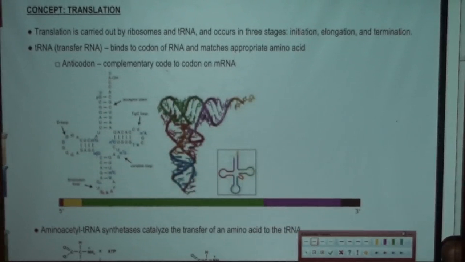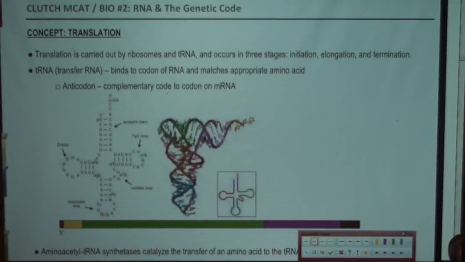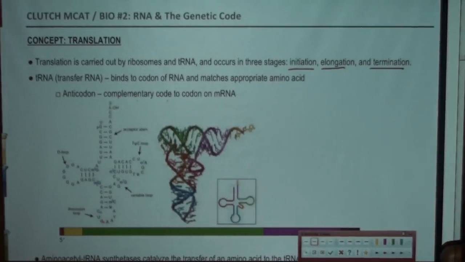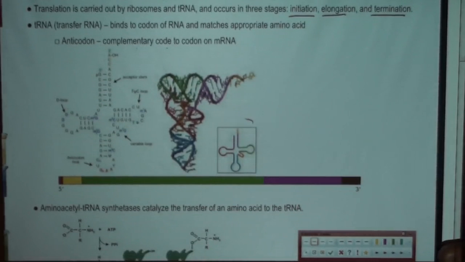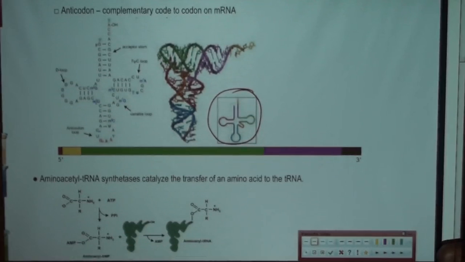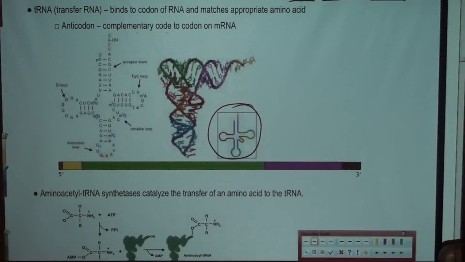So translation is just like transcription in the sense that we have 3 steps. Again, it's initiation, elongation, and termination. So remember, tRNA is just your transfer RNA. It brings in the anticodon with the amino acid. So tRNA looks something like this. Now, let's take a look here. If we take a look at this tRNA, here's the 3' end, here's the 5' end. So this is 3' and this is 5'.